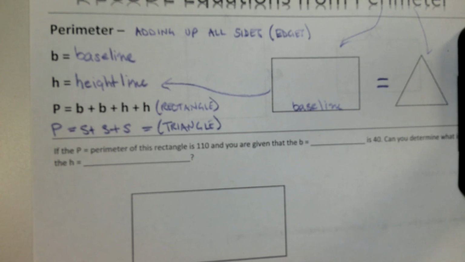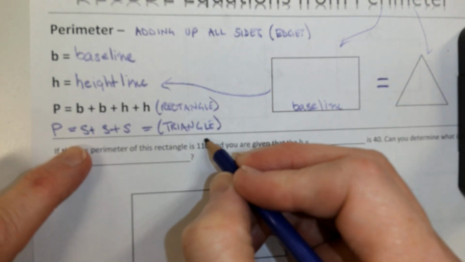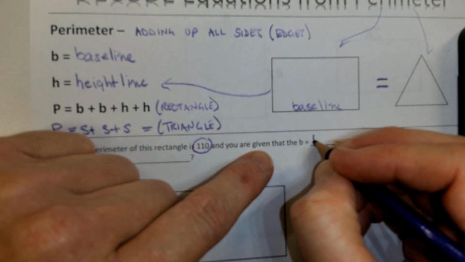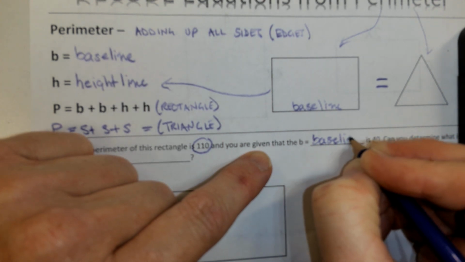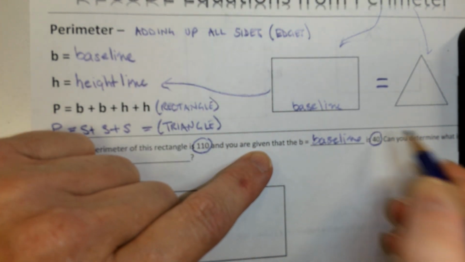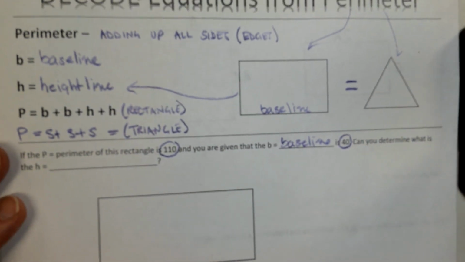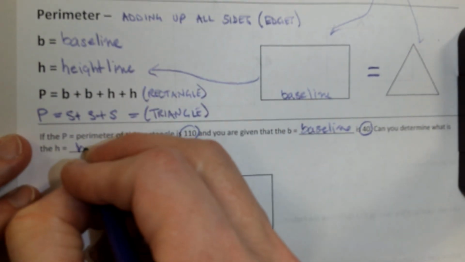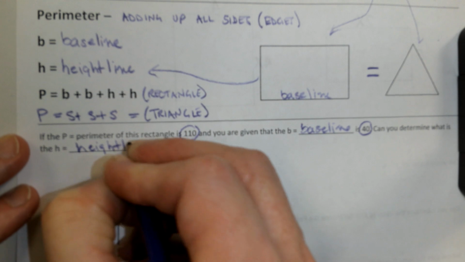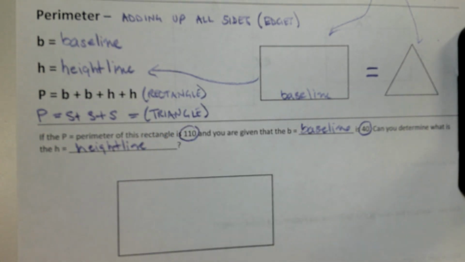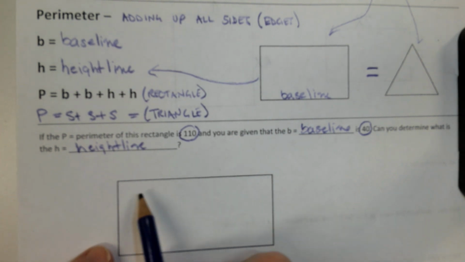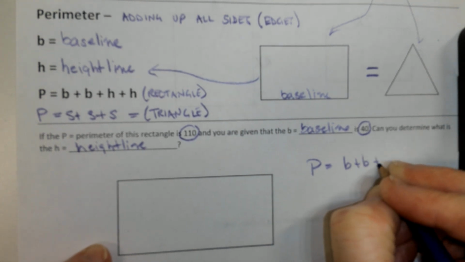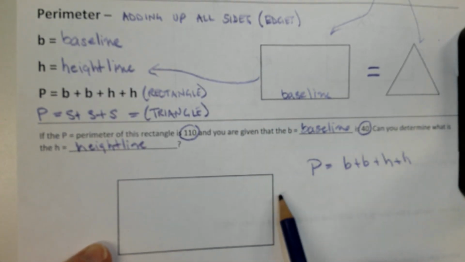All right, let's look at the first one. It says if the perimeter of the rectangle is 110, circle that number, and you're given the baseline b is 40, circle that number. Can you then determine what is the height line? H-E-I-G-H-T-L-I-N-E. Okay, let me walk you through this. How many sides does this thing have? 4. So we're going to write P equals little b plus little h plus little h. It's going to have all 4 sides.